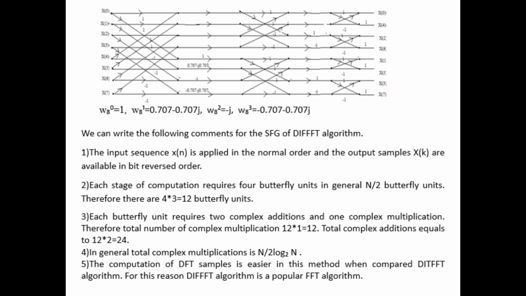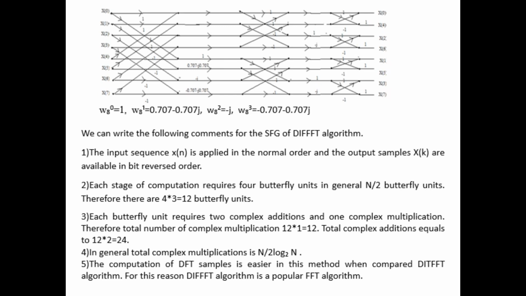We can see input is in the normal order, output is in the bit reversed order, and the twiddle factor values are given. Omega 8 of 0 is equal to 1, omega 8 of 1 is equal to 0.707 minus 0.707j, omega 8 of 2 is equal to minus j, omega 8 of 3 is equal to minus 0.707 minus 0.707j. Then we can write the following comments for the signal flow graph of DIF FFT algorithm.